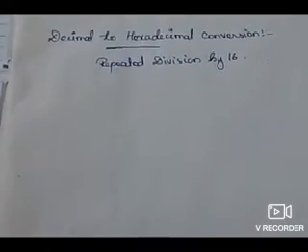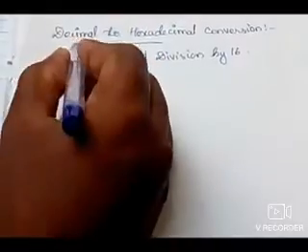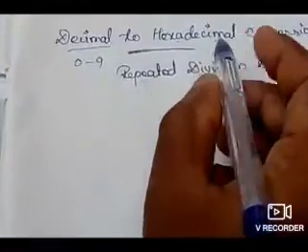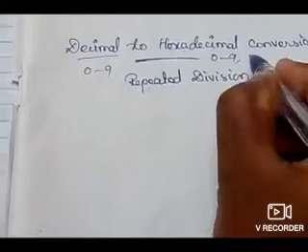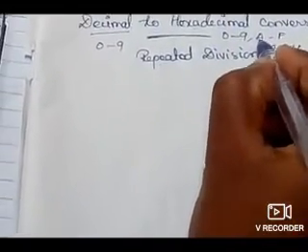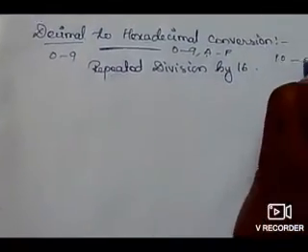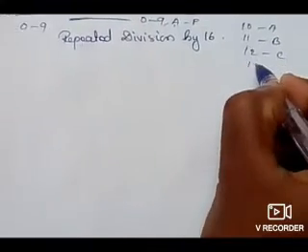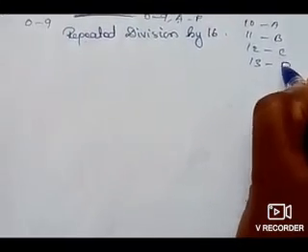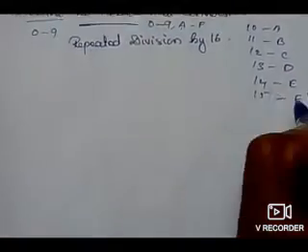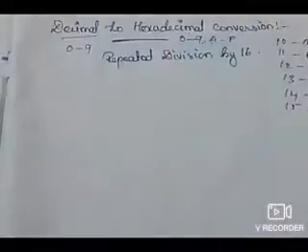Next conversion is decimal to hexadecimal conversion. We know the decimal number system uses the digits 0 to 9. The hexadecimal number system uses 0 to 9 and A to F. After 9, 10 is represented by A, 11 is represented by B, 12 is represented by C, 13 is represented by D, 14 is represented by E, 15 is represented by F. These are the digits in the hexadecimal number system.